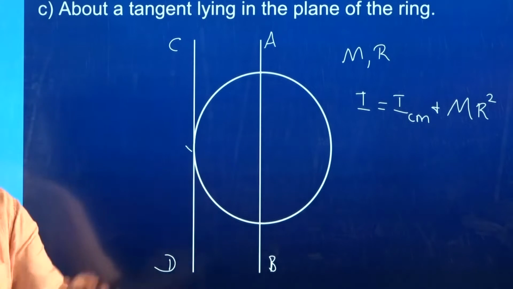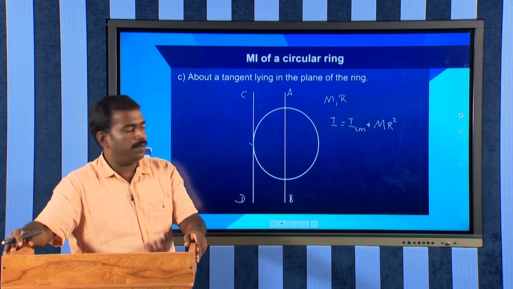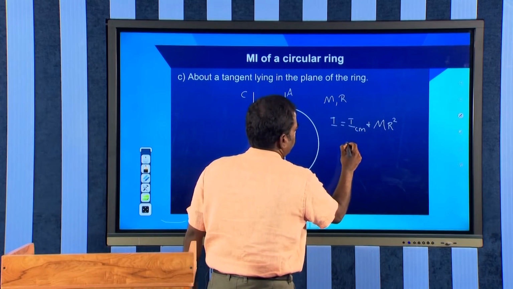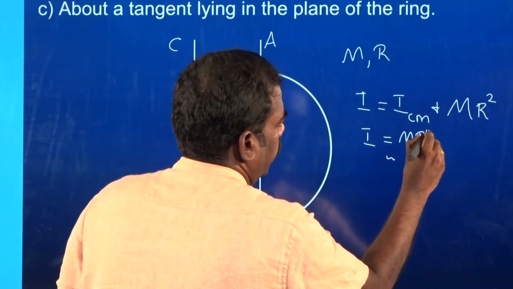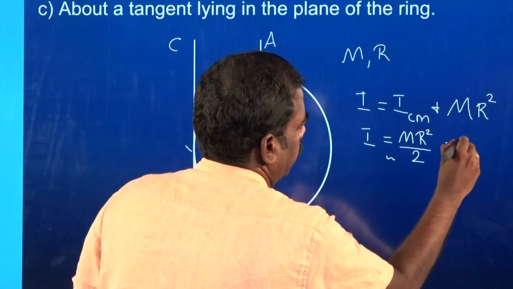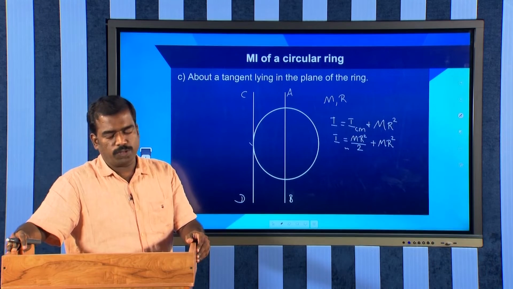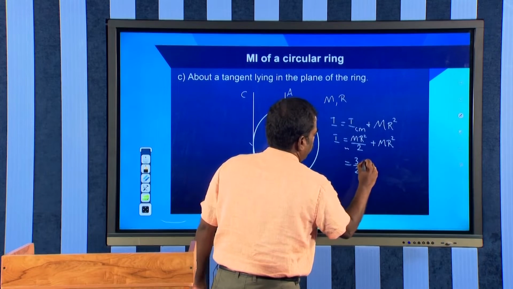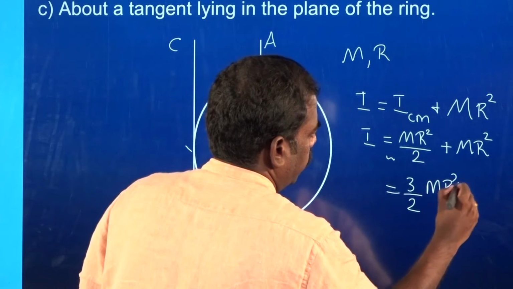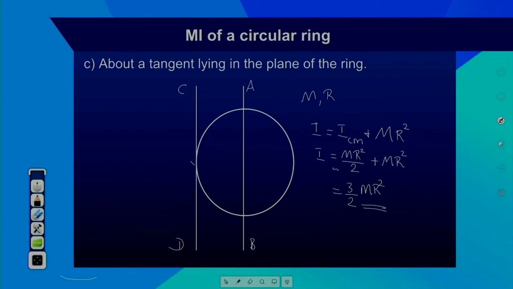So, what is I_CM? It is the moment of inertia about its diameter. So, I_CM equal to MR square by 2. So, we have I equal to MR square by 2 plus MR square, which is nothing but 3 by 2 MR square. So, this is the moment of inertia of the circular ring about a tangent. It is given by 3 by 2 MR square.